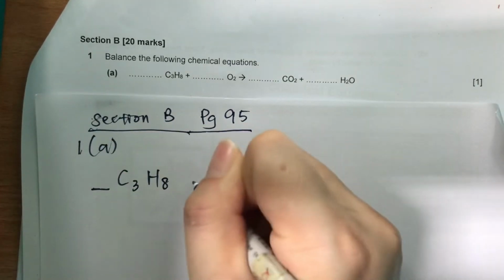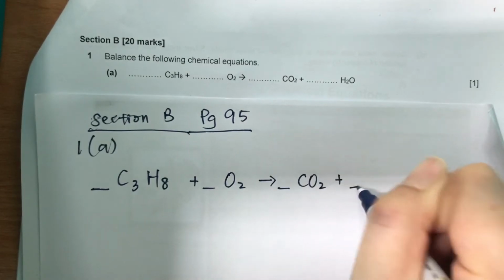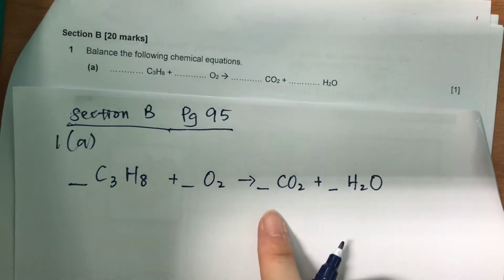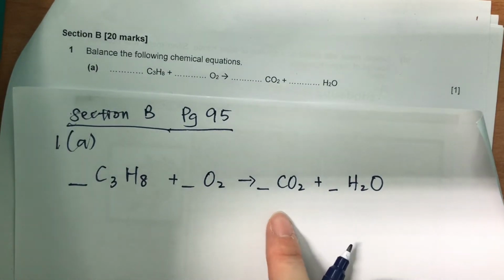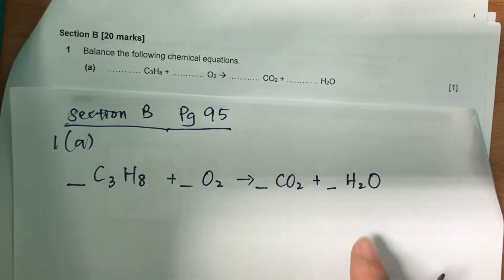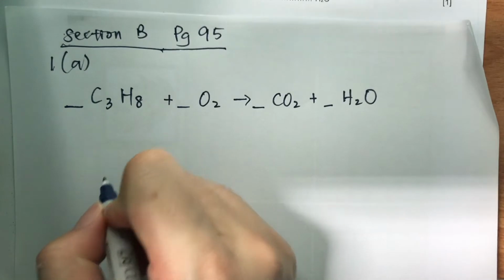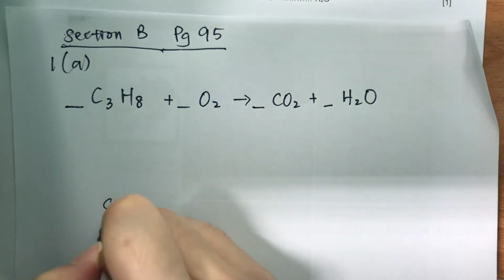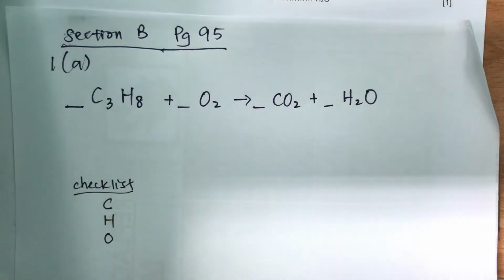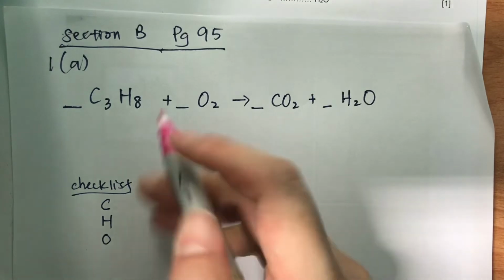C3H8 plus O2 gives CO2 plus H2O. This is similar to the MCQ question just now. Okay, so for this kind of question, we call it combustion. You will learn later in secondary 4 syllabus. So for combustion, you always only have these three elements to balance. So this is the checklist. My recommendation is to balance in this sequence.